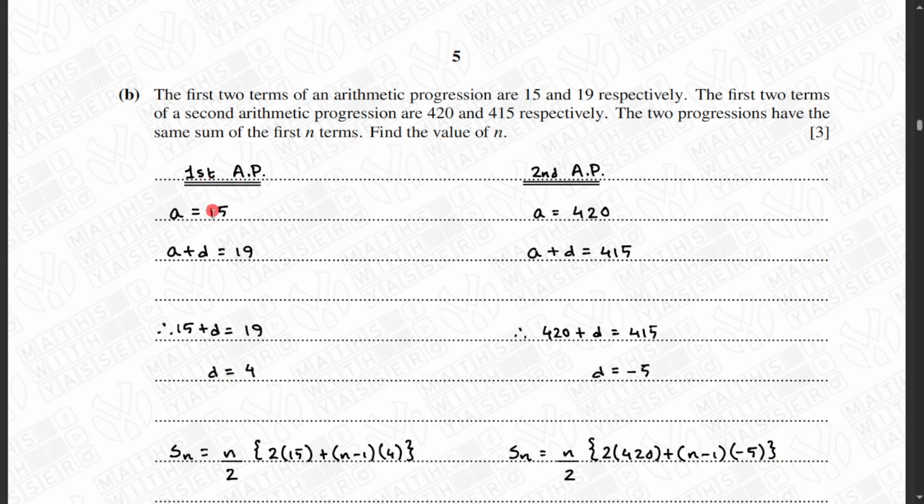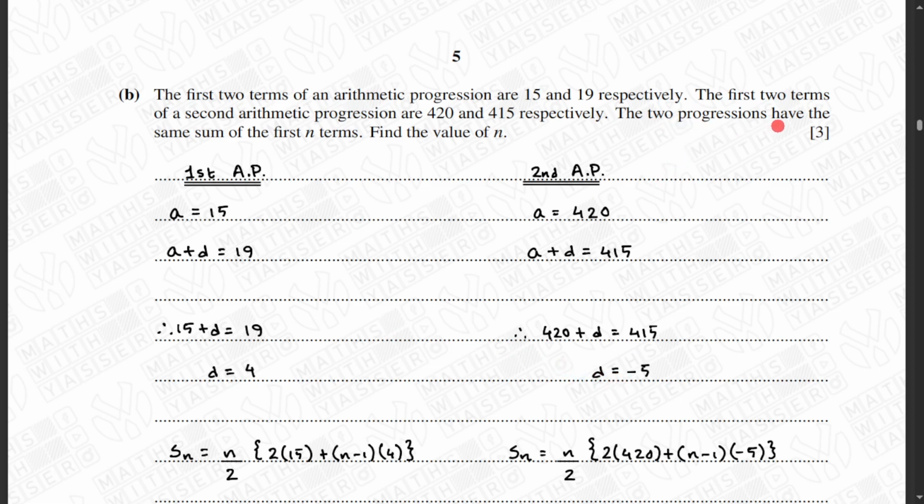So for the first arithmetic progression, the first term is 15 and the second term, which is a plus d, is 19. So we can find d with the help of these two pieces of information. Since a is 15, we can write 15 plus d is equal to 19. Therefore, d is 4. For the second arithmetic progression, a is 420, which is the first term, and the second term, which is a plus d, should be 415. With the help of this information, we can find d. So 420 plus d is 415. Therefore, d is equal to negative 5.